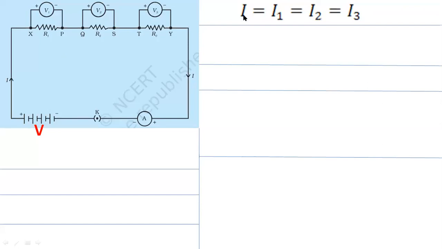ठीक है, तो first thing we have written I is equal to I1, I2 and I3. Why? Because in series circuit all currents are same. ठीक है, so that's our first statement. Give me response in chat box. Have you understood the first statement? I is equal to I1 is equal to I2 is equal to I3 because current is same in all these cases. Series combination, no?